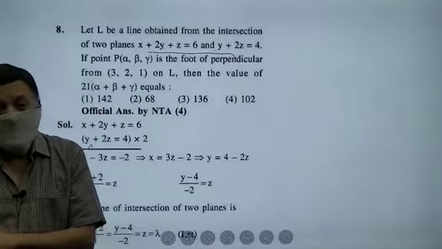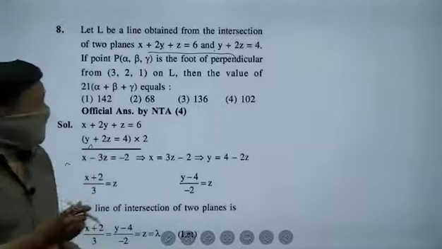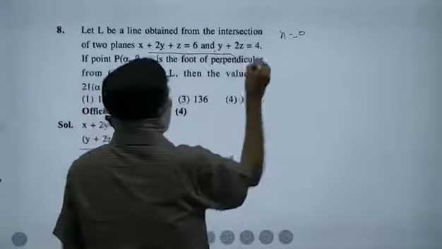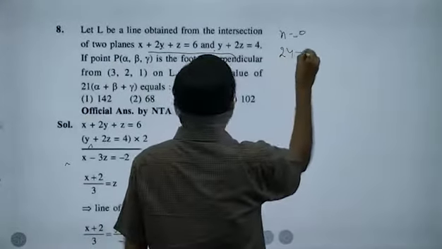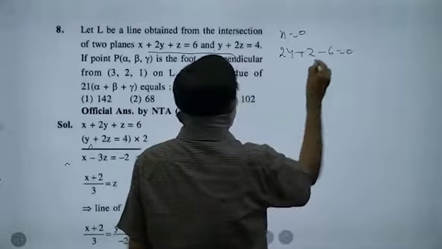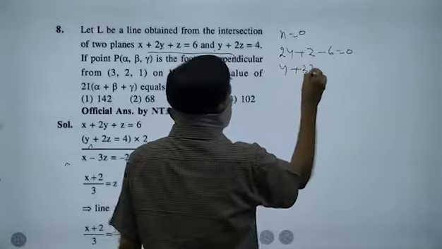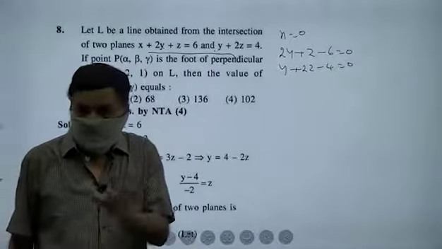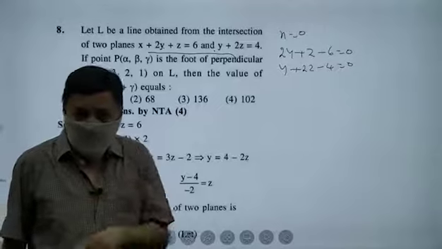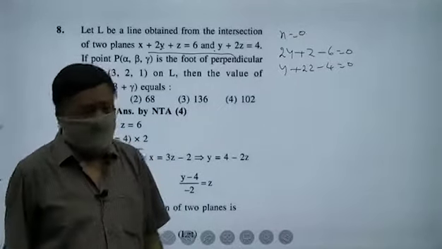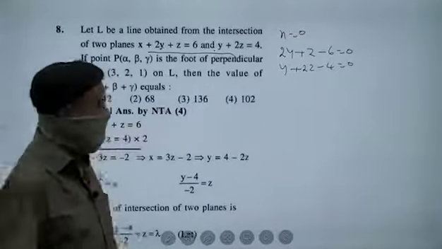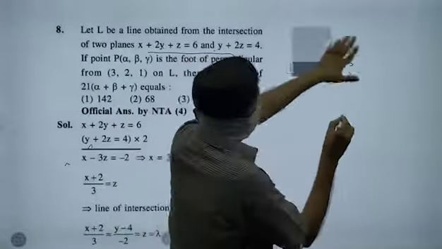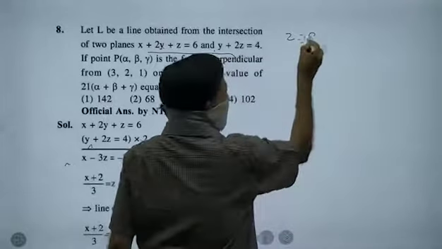On the YZ plane, x is what? 0. So, you put x equal to 0 in both the equations. You are going to get 2y plus z minus 6 is 0, y plus 2z minus 4 is 0. You can go for x equal to 0 or y equal to 0 or z equal to 0, it makes no difference. Right? I have kept x equal to 0. You put z equal to 0 better.